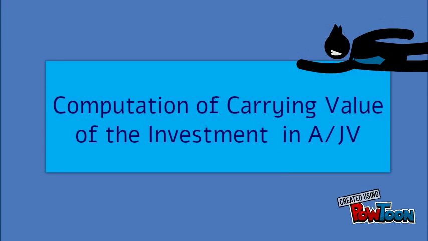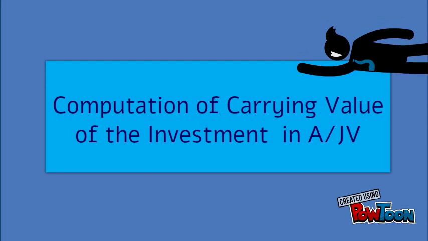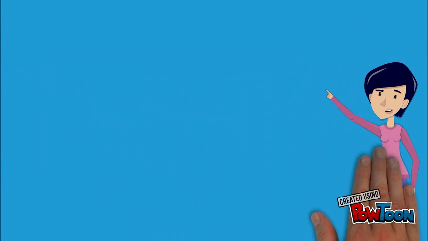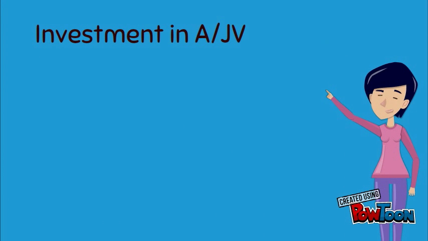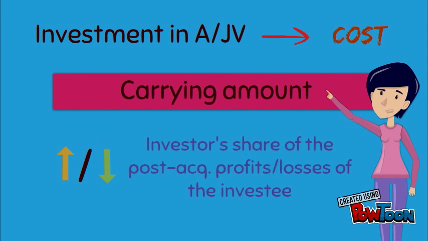Computation of carrying value of investment in associate or joint venture to be disclosed in consolidated statement of financial position. The investment in associate or joint venture is initially recognized at cost, and the carrying amount is increased or decreased by the investor's share of the post-acquisition profits or losses of the investee. This share will be recognized in the investor's profit or loss.